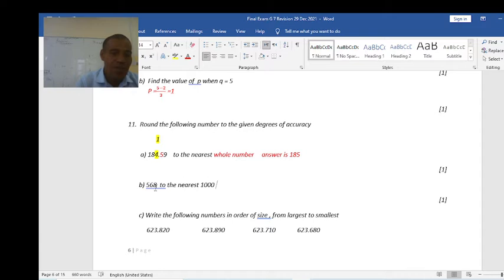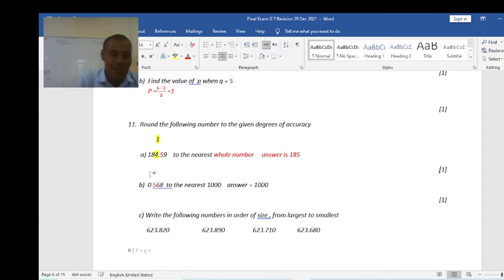To the nearest 1000, you should work with the 100 column's value, which is 5. From 5 and up, add 1 to the 1000 column. The 1000 column here, my learners, you can see the value of the 1000 column is 0. So just add here 1. Okay, it will be 1000. The answer is equal to 1000. Clear?